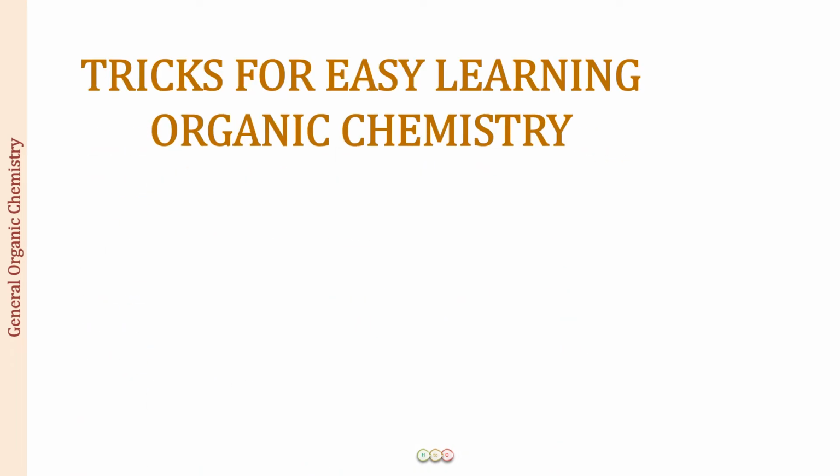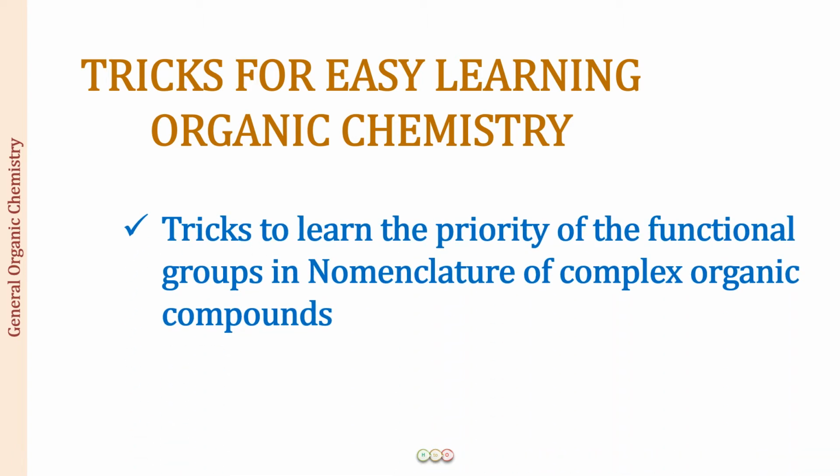And today I'm going to help you learn organic chemistry in an easy way. And how am I going to do that? Well, I'm going to teach you a trick to remember the priority order of the functional groups, which is going to be very helpful to you in the nomenclature of the complex organic compounds or the nomenclature of the polyfunctional compounds, where there is more than one functional group present in the structure of the compound.